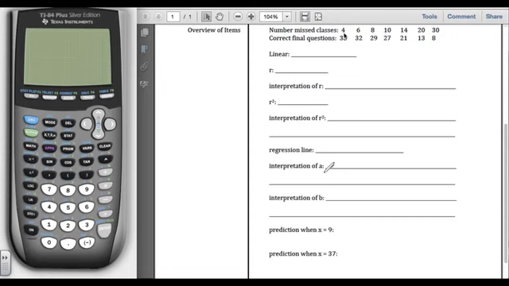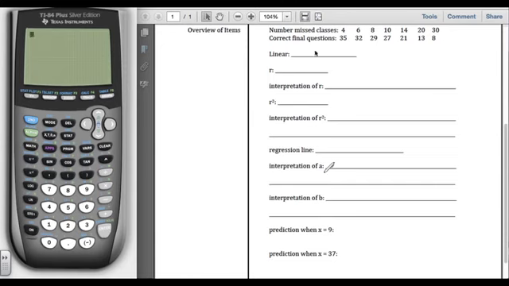So I have a student who missed 4 classes. He or she got 35 correct on the final. A student who missed 6 classes got 32 correct, pretty good. Up until I've got students who missed 20 classes and 30 classes. They didn't do very well. They only got 13 and 8 respectively correct on that final exam.